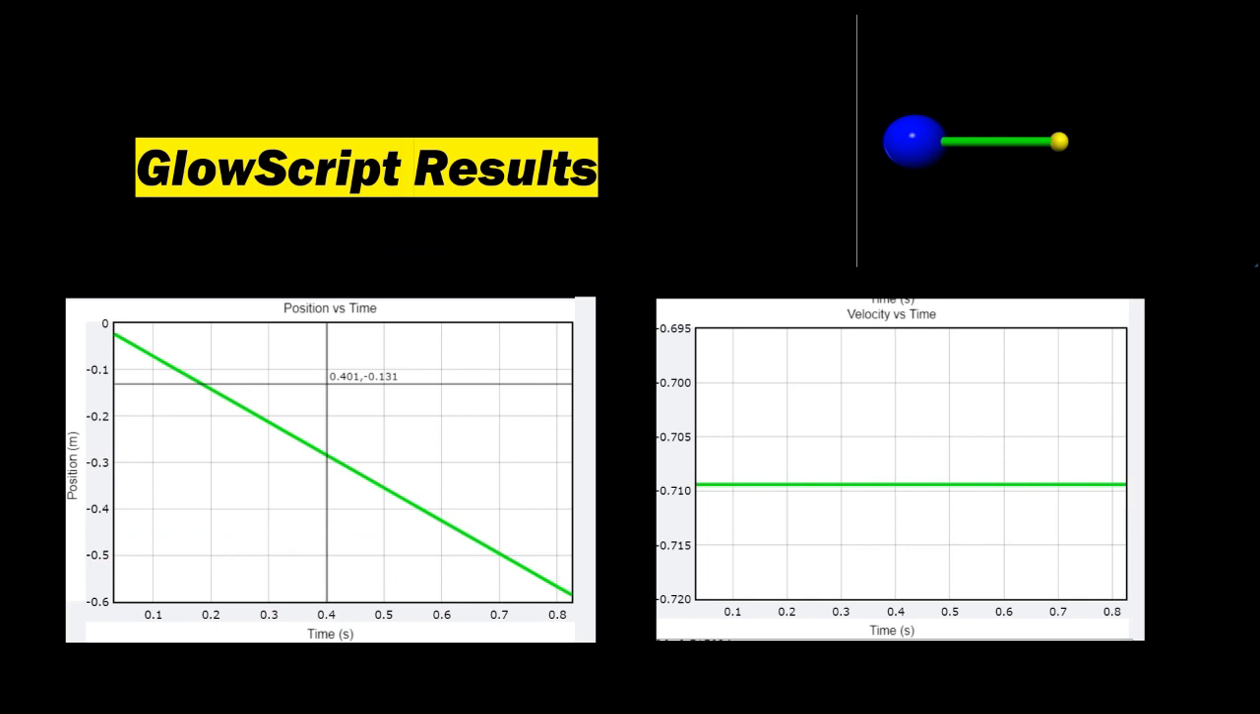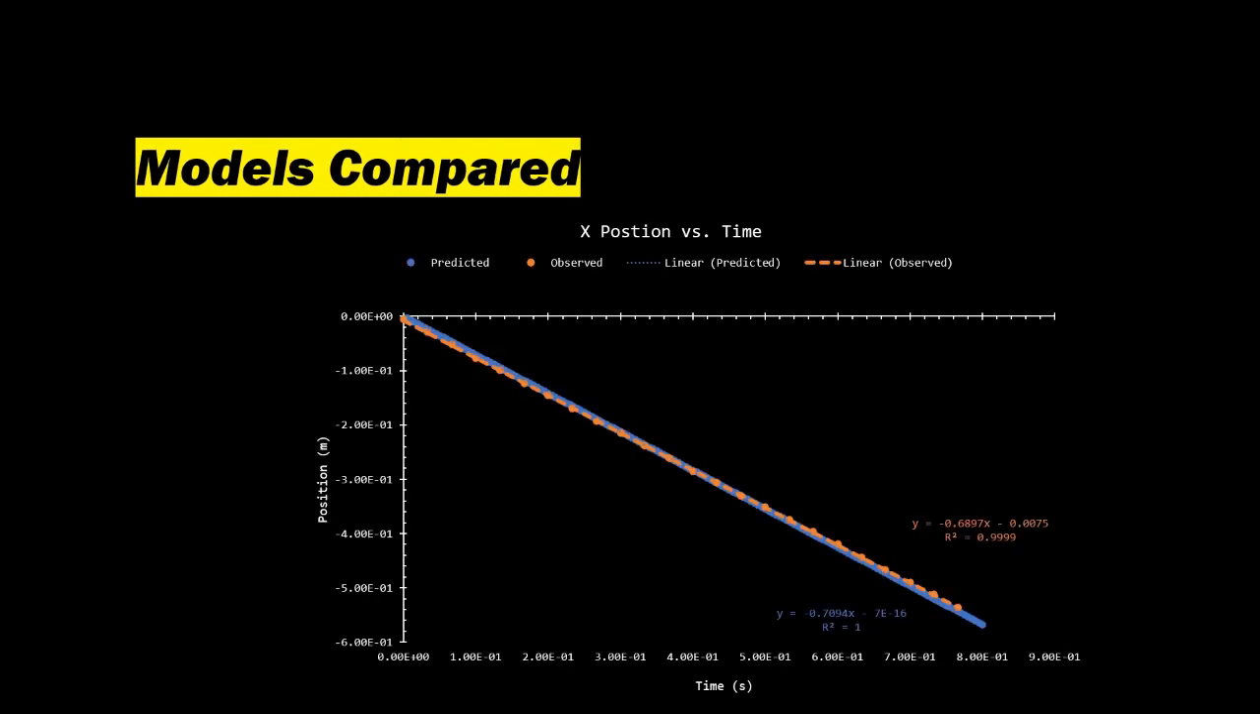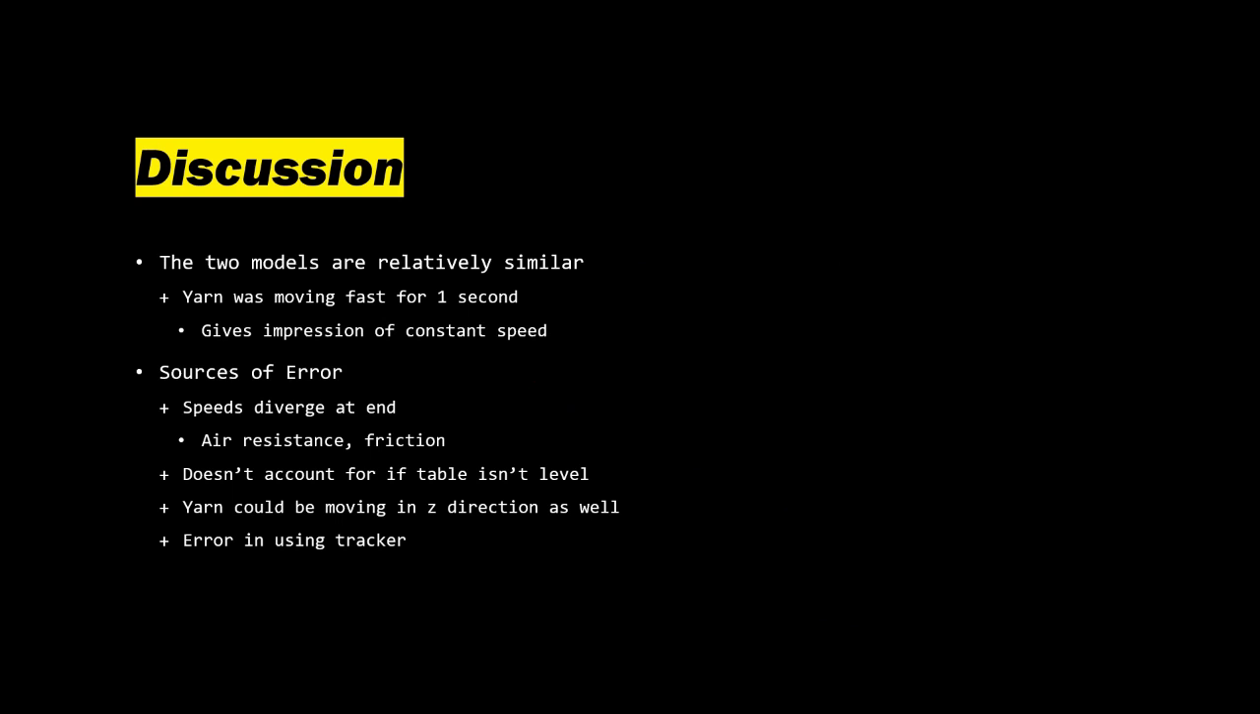And then these are the GlowScript results. As you can see, negative slope, very similar to the results in Tracker, constant velocity, and the ball is moving to the left. And then these are the models compared. As you can see, they're very similar. The orange is the observed, and the linear is predicted using the GlowScript model. And yeah, I'll discuss this more.